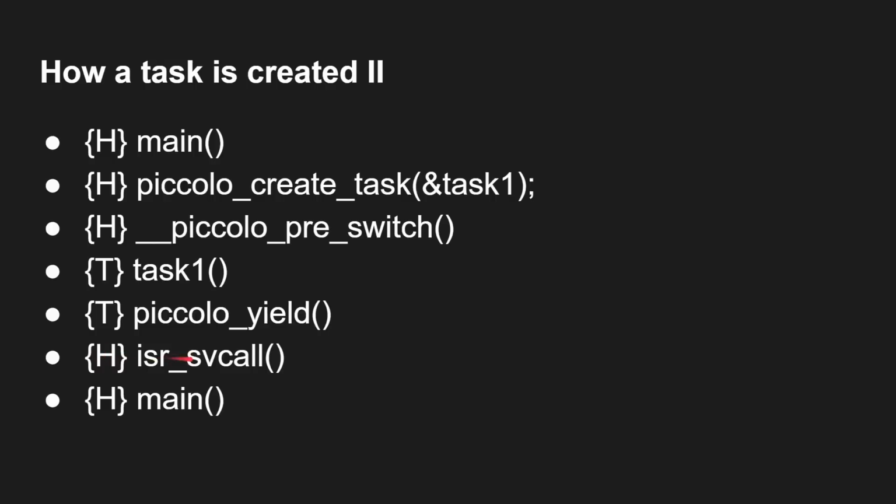So you get into this interrupt handler, and then that actually, because you restore the kernel stack, gets you back up here into main, where you can carry on doing things. So that's the sequence of events, and we're going to see this sequence of events several times through this video. So Piccolo pre-switch, and then the ISR SV call function. These two are important. Switching from the kernel to the task, switching from the task to the kernel.